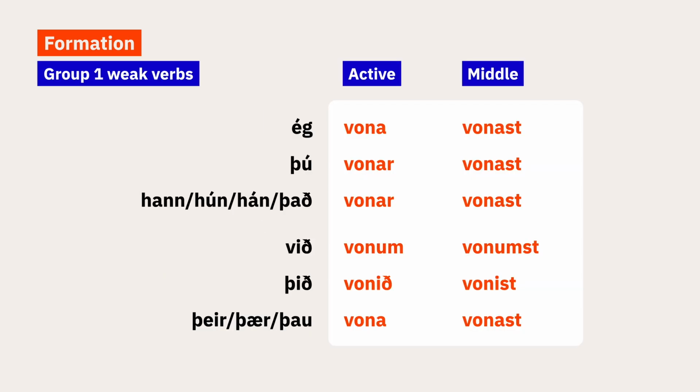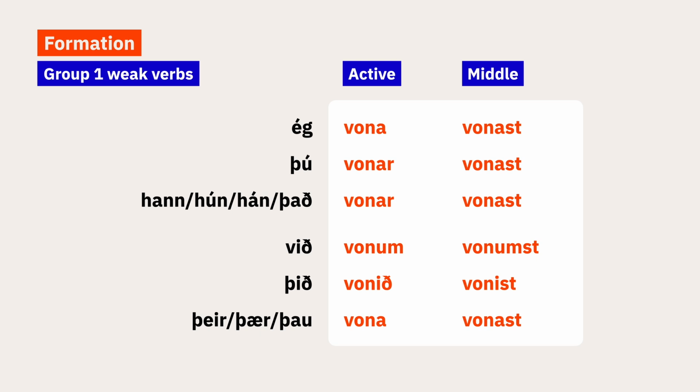Let's look at some examples from each verb group then. And we're just going to look at the present tense. Let's look at group 1 weak verbs. This is also known as the R group. So in the active form, it would be as follows. Ég vona, þú vonar, hann vonar, við vonum, þið vonið, þeir vona. Middle voice. Ég vonast, þú vonast, hún vonast, við vonumst, þið vonist, þær vonast.